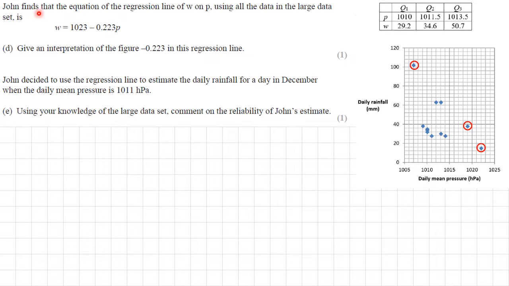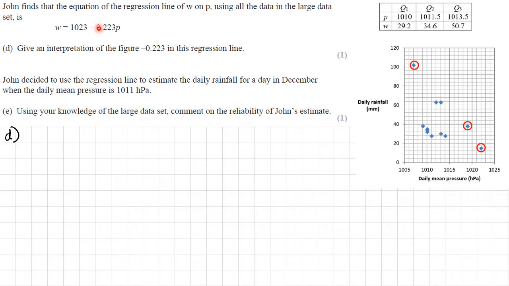Okay, part D. John finds that the equation of the regression line, or basically the equation of the line of best fit for the scatter diagram of W against P using all the data in the large data set, is W equals 1023 minus 0.223P. Part D. Give an interpretation of the figure negative 0.223 in this regression line. Now, giving an interpretation is not saying it's the gradient. What does it stand for?